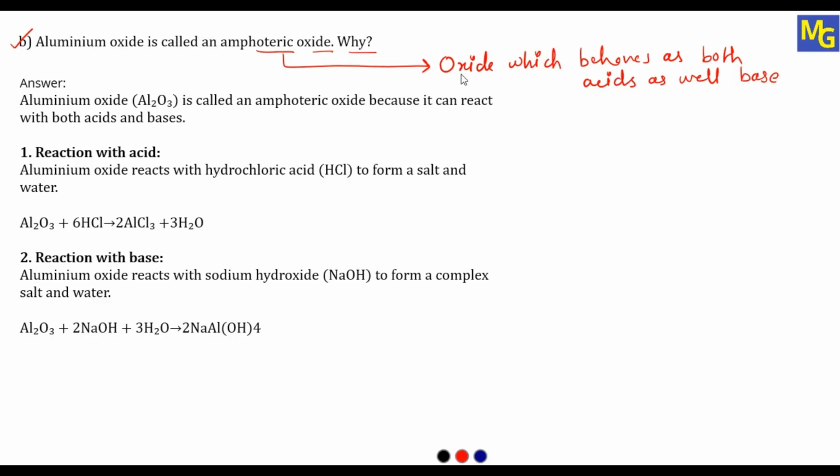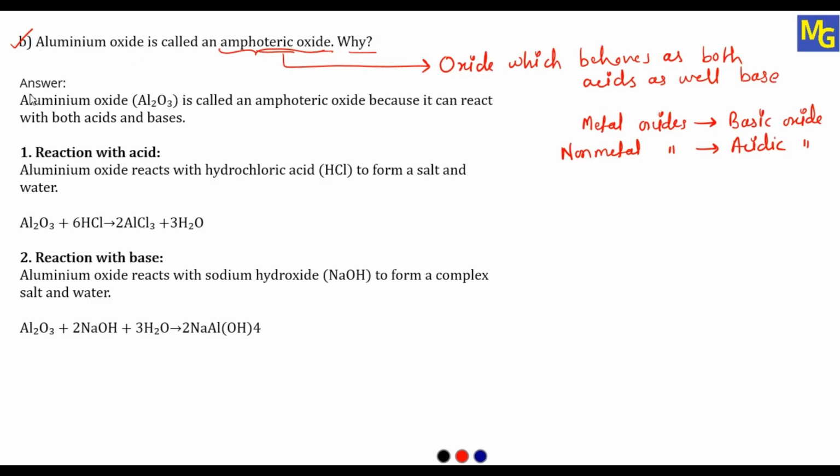Actually, we all know metal oxides behave as basic oxides and non-metal oxides behave as acidic oxides. So let me write it here. Metal oxides will behave as basic oxide, or we can write basic in nature, and non-metal oxides will behave as acidic oxide. But there are some oxides which behave as both acidic as well as basic, and such oxides are called amphoteric oxide. And one of those oxides is aluminium oxide.